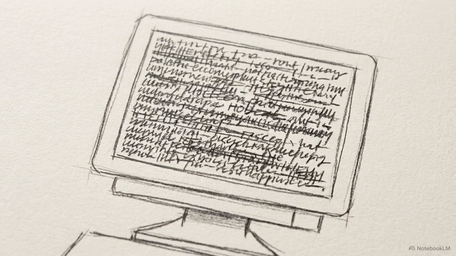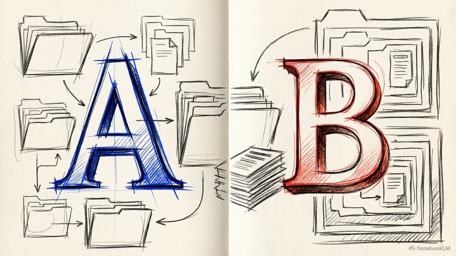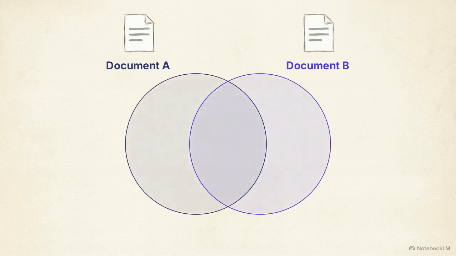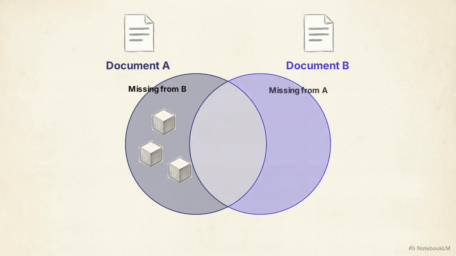Typing "compare these documents" yields generic results. Start by defining your variables. Tell the AI explicitly which uploaded file is document A and which is document B, including a brief description of what each one is. First, instruct the model to identify provisions in document A missing from document B. Second, reverse it. Find provisions in B missing from A.